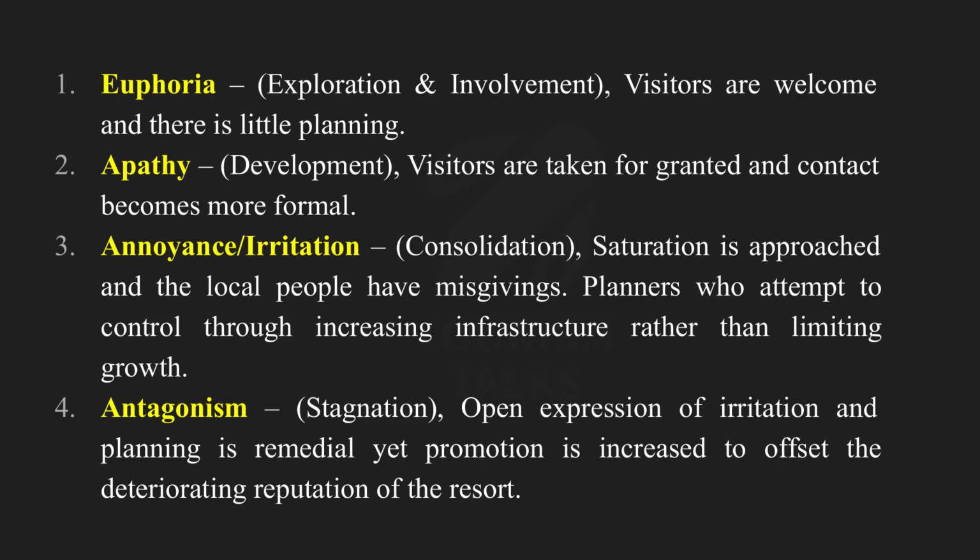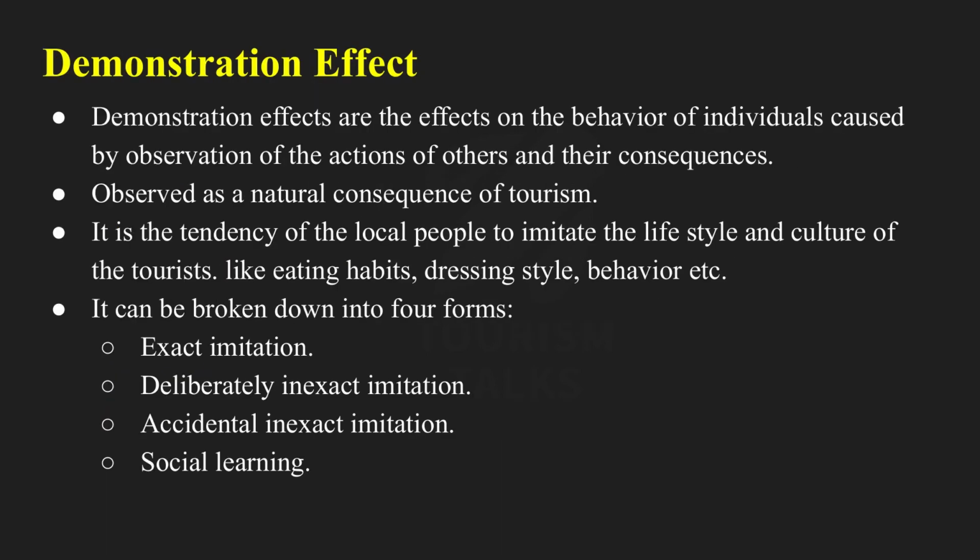Tourism saturation is approached, and the local people have misgivings and doubts on tourism activities. Planners attempt to control through increasing infrastructure rather than limiting growth. Antagonism, the stage of stagnation. An open expression of irritation. And planning is remedial, yet promotion is increased to offset the deteriorating reputation of the tourism destination.